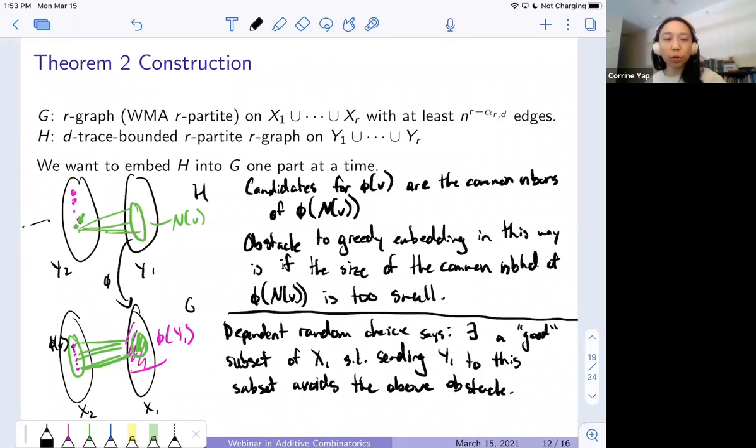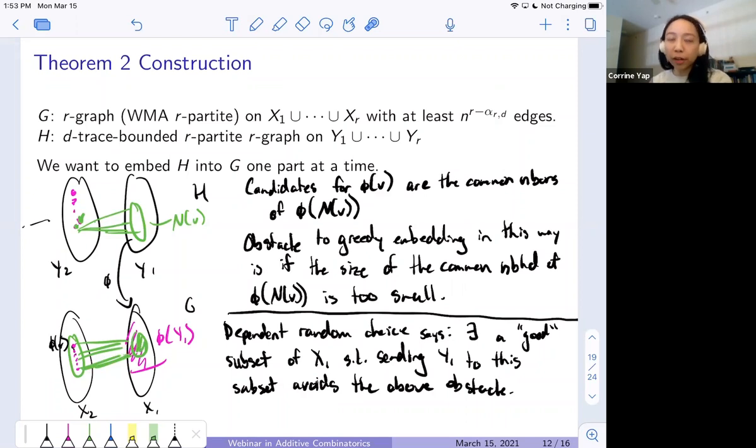Right. So in more precise terms, dependent random choice says we can find a place to send phi, to send Y1. So we can find a candidate for this pink set such that every subset of a particular size, so every subset that could potentially be one of these phi of N of v's, has a large common neighborhood. And so if we can guarantee that every subset has a large common neighborhood, then we avoid this obstacle. And that's what dependent random choice essentially tells us.